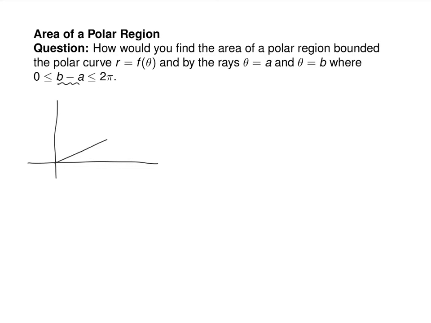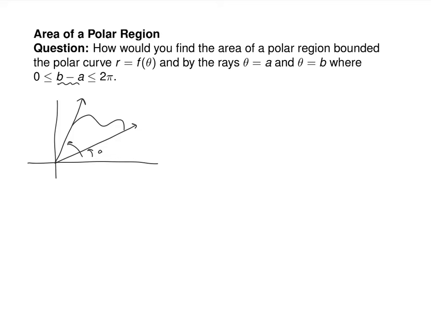So we have some ray that's at an angle of A, some ray that's at an angle of B, and we have some polar curve there. And we want to find the area of this region.